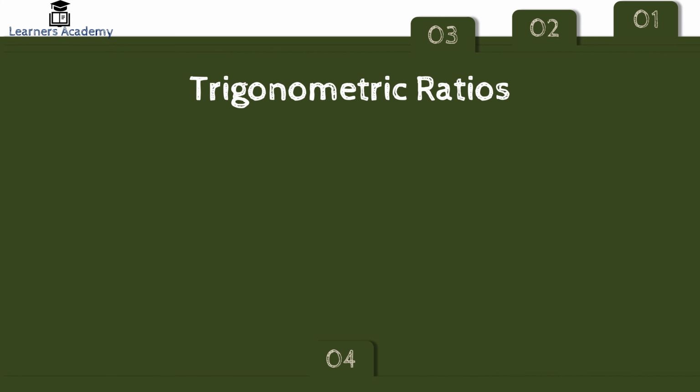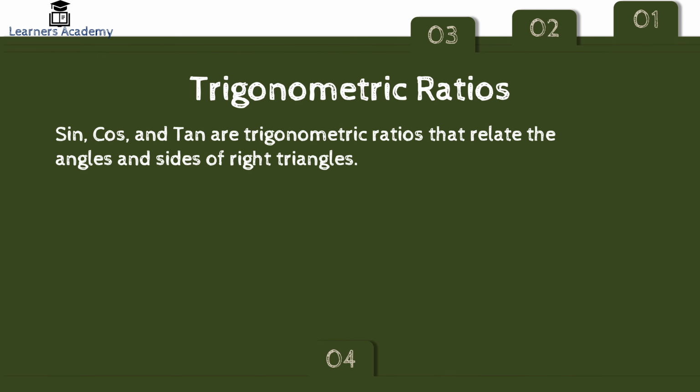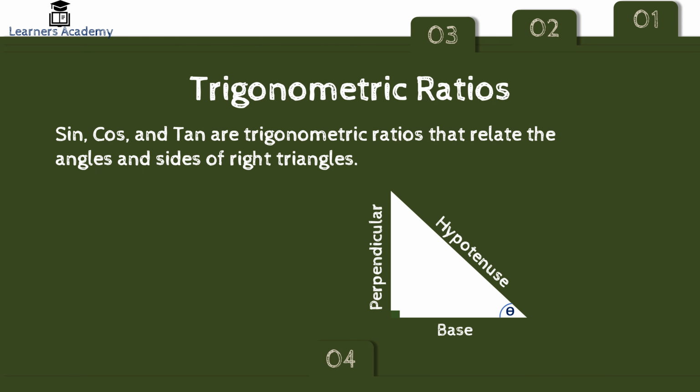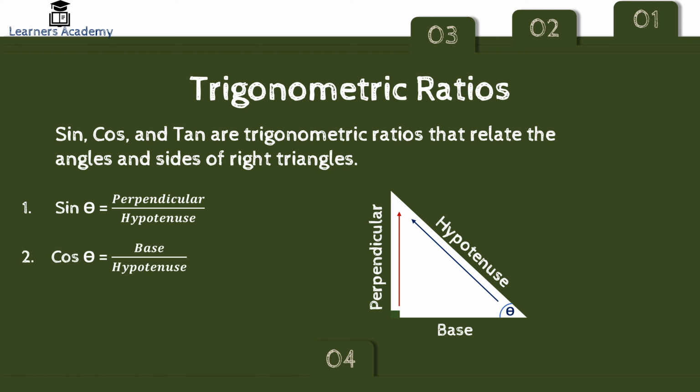Trigonometric ratios. Sine, cos, and tangent are trigonometric ratios that relate the angles and sides of a right-angled triangle. We can apply these ratios to find the unknown sides or angles of a right-angled triangle. Sine theta is the ratio of the perpendicular or opposite side to the hypotenuse of the triangle. In sine theta, the perpendicular or opposite is divided by the hypotenuse. Similarly, cos theta is the ratio of the base or adjacent side to the hypotenuse of the triangle.